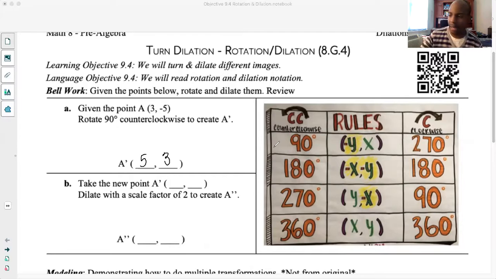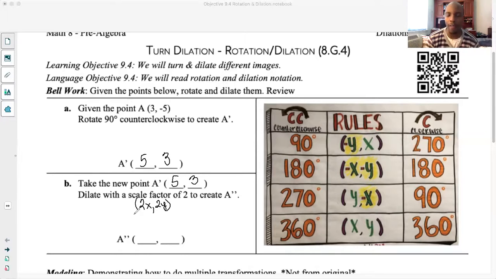Okay, so A prime we know is (5, 3). So if we take that and put it here for B, then it wants us to dilate this with a scale factor of 2. Now remember, scale factor is multiplication. So what they're really asking you to do here is multiply both the x and the y by 2. And the notation or the algebraic representation could be something like this: 2 times x and 2 times y.